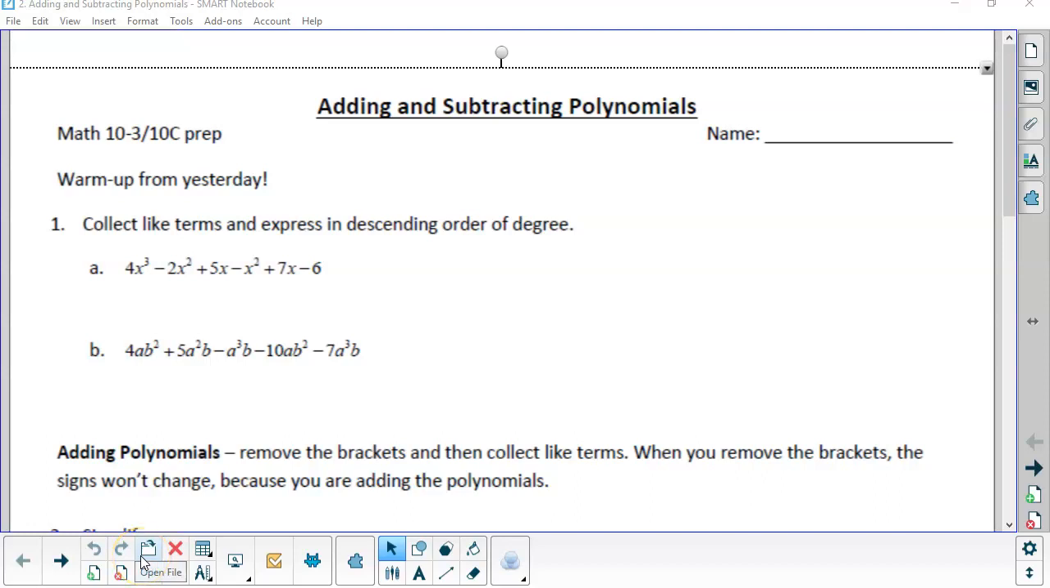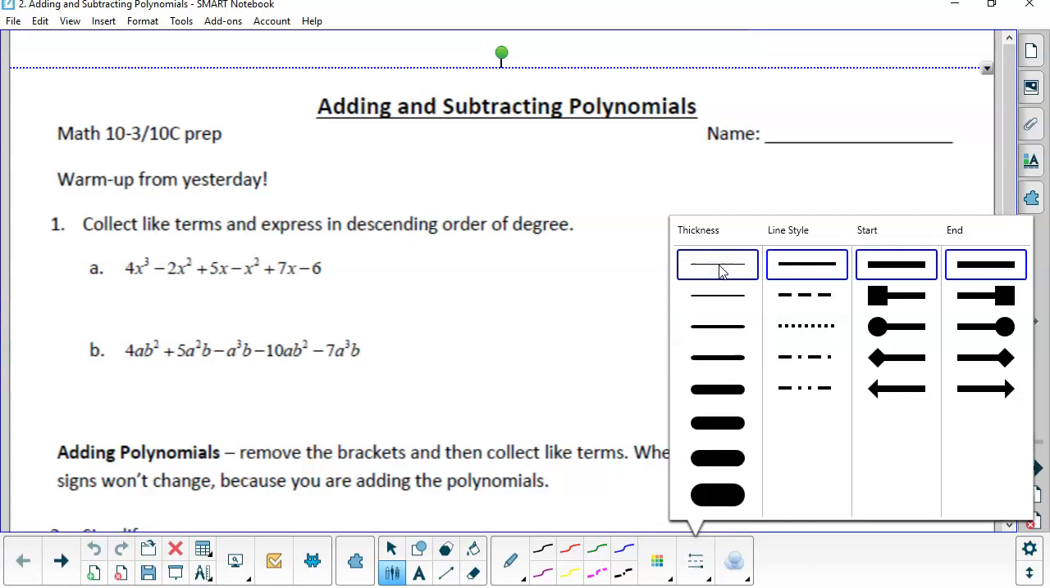Okay, so the first two questions here are from yesterday's work, just adding and subtracting like terms and expressing in descending order of degree, so highest degree term down to lowest. Okay, so you do those right now.